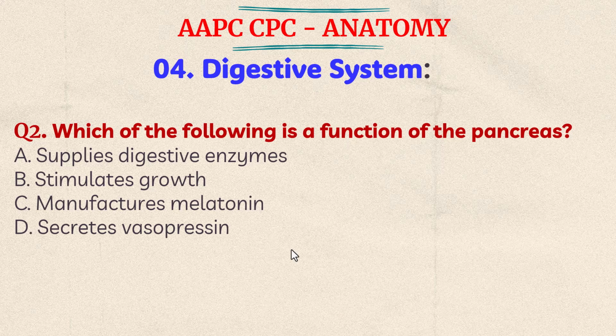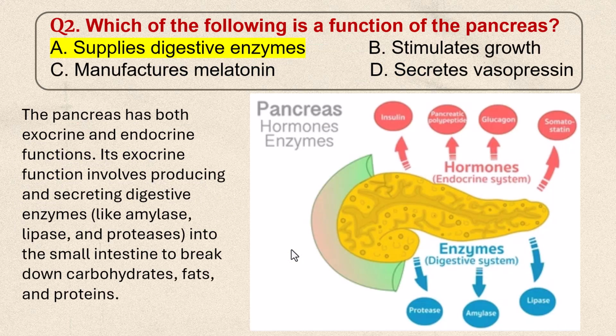Question number 2. Which of the following is a function of the pancreas? A. Supplies digestive enzymes. B. Stimulates growth. C. Manufactures melatonin. D. Secretes vasopressin. Think the answer. The correct answer is A.